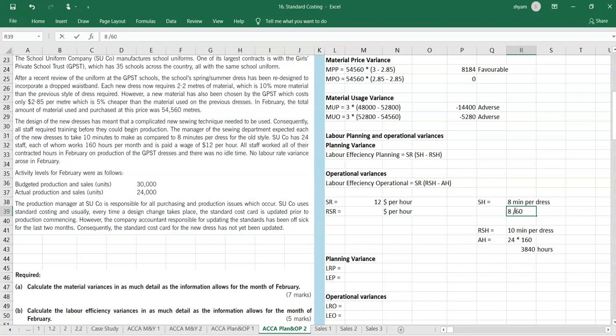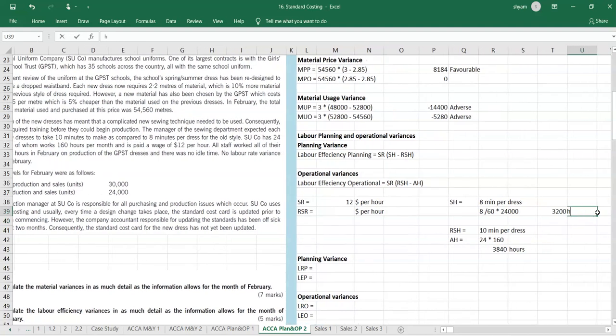So we'll convert that by dividing by 60, and we'll get the hours calculation. So 8 by 60 into how many have they produced? They have produced 24,000 units. So done. I think we can get the answer. We'll put the answer here. So this number should be similar to this number, not too much different. I think that is also correct.